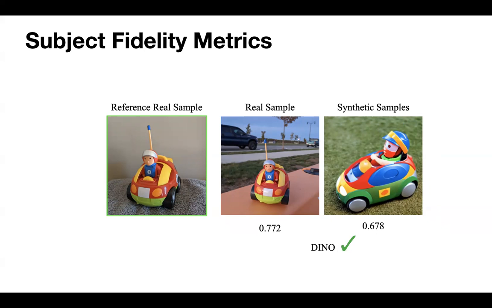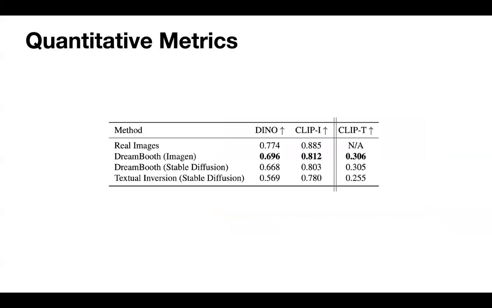We propose to also use DINO cosine similarity, which has some shortcomings of its own, but performs better overall than CLIP similarity. Here, the DINO metric correctly assigns a higher score to the real sample instead of the synthetic sample. Our experiments show that DreamBooth on Imagen achieves the best results for both subject fidelity and prompt fidelity using CLIP text-to-image similarity. DreamBooth on Stable Diffusion is a close second place, outperforming textual inversion on Stable Diffusion.